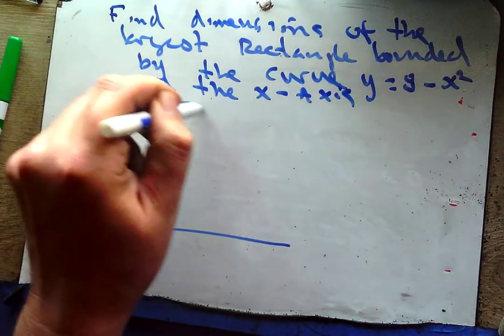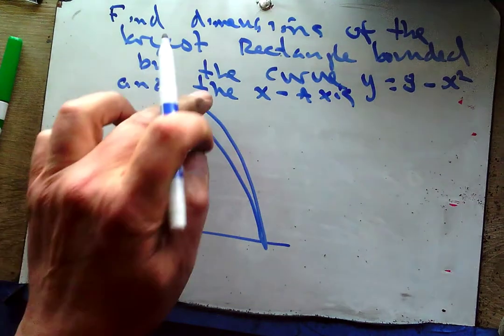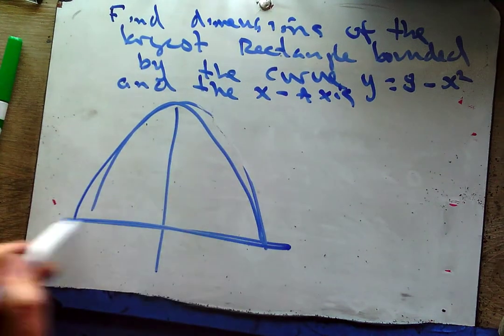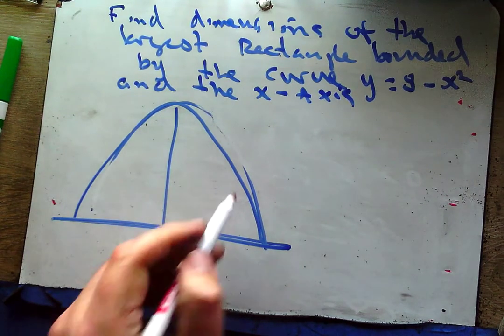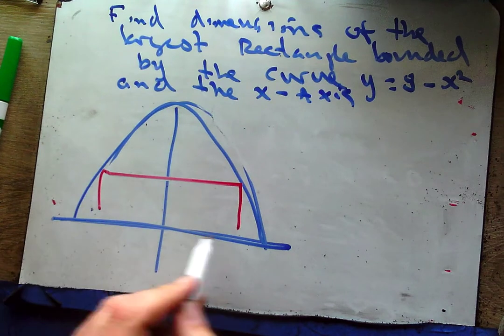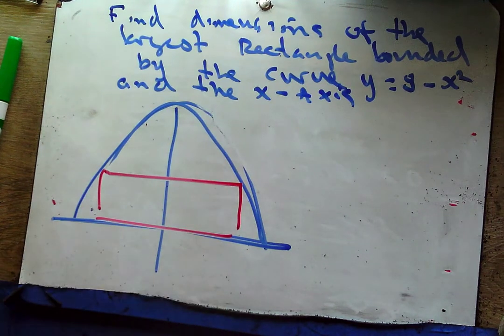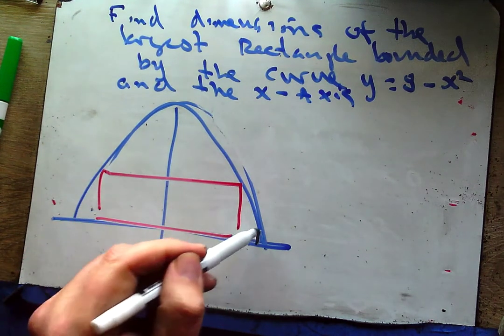We've got this downturn parabola. We've got the x-axis. We want to know the biggest rectangle we can put in. And there's lots of different rectangles. There's this rectangle. There's this rectangle.